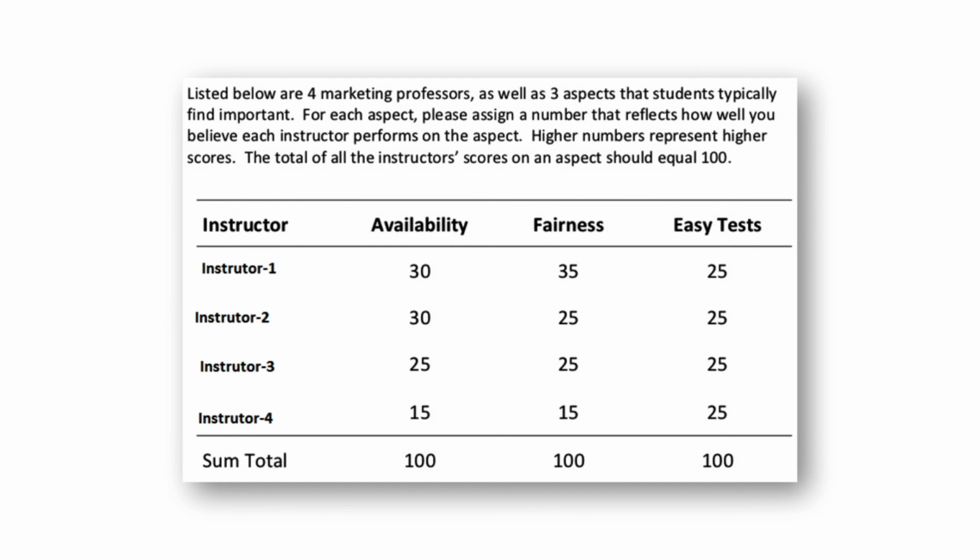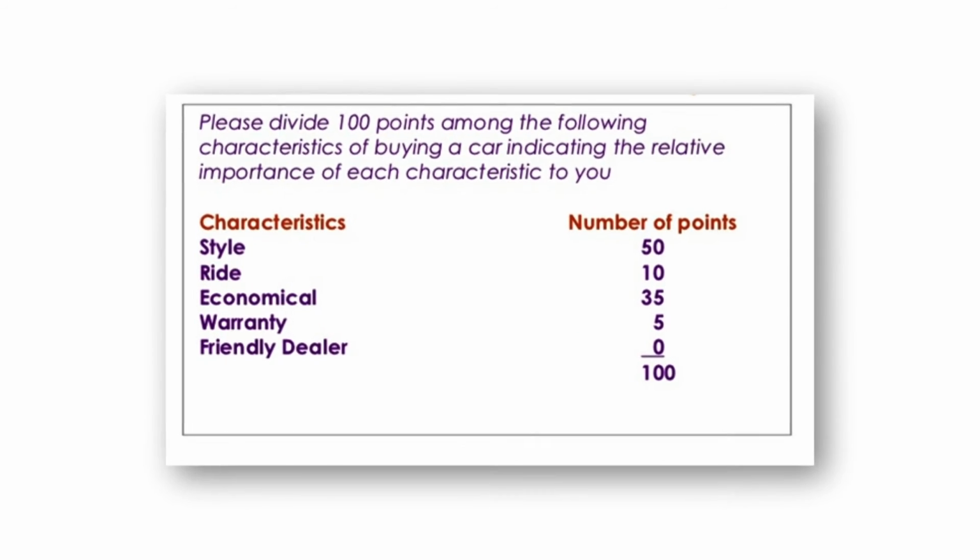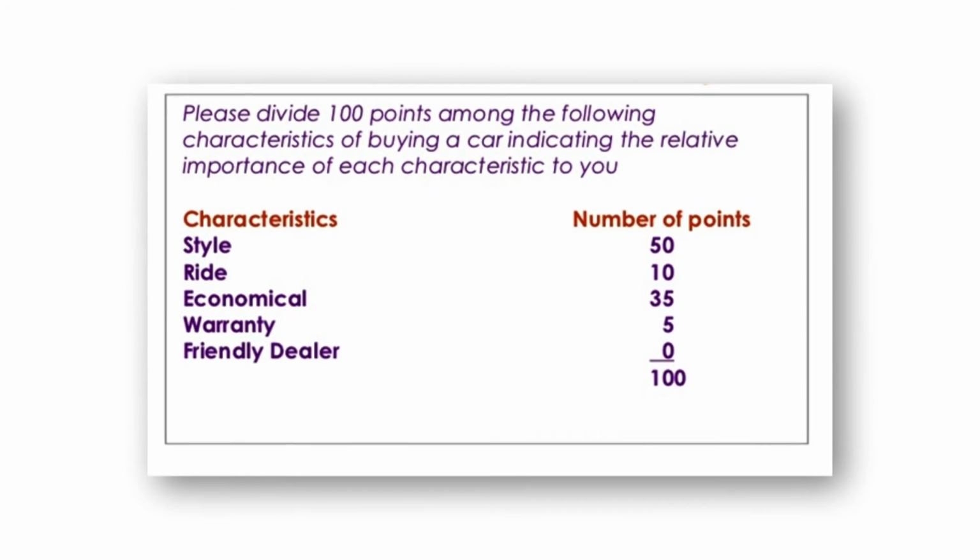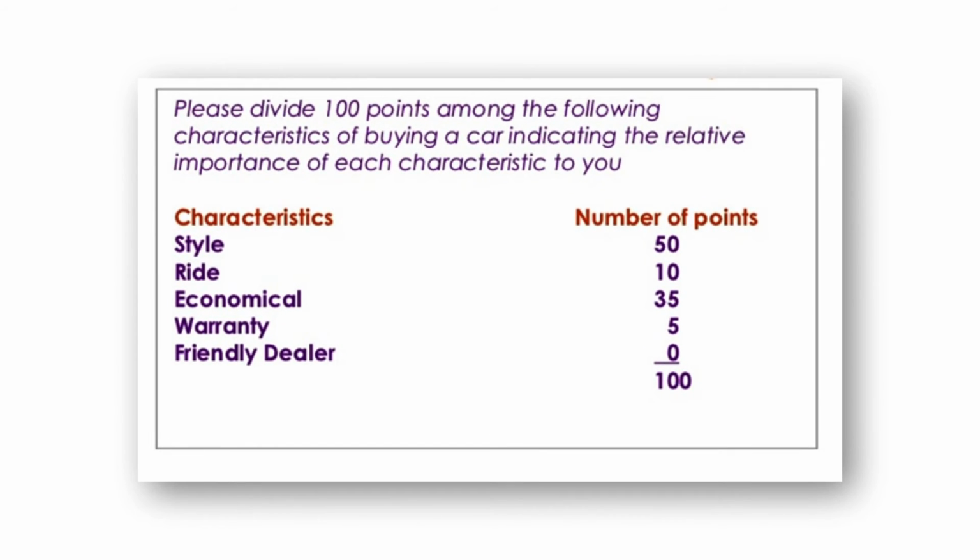So now divide 100 points among the following characteristics and you will find out that the relative importance of characteristics comes up. So style is 50, ride is 10, economical is 35, warranty is 5, friendly dealer is 100. So this is the model. So out of 100, somebody has scored this. So what I mean to say is, the constant sum scale helps researchers to discover properties.